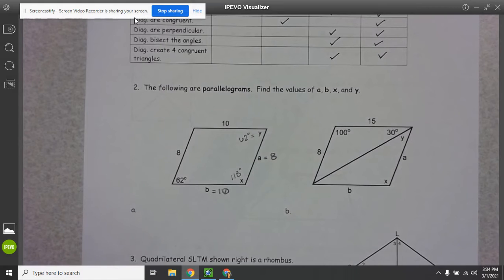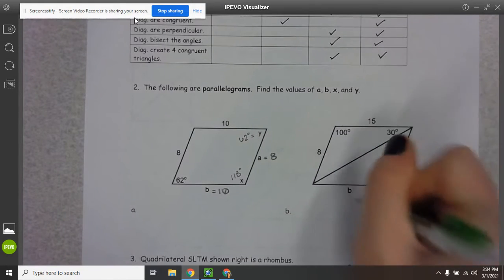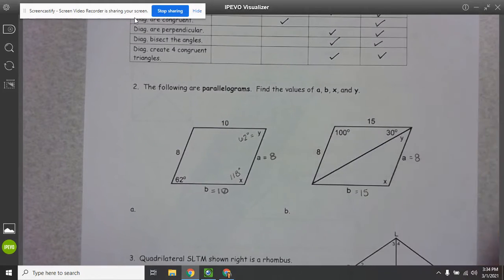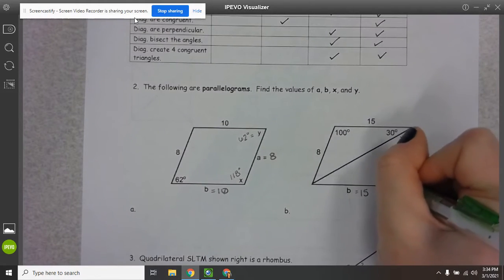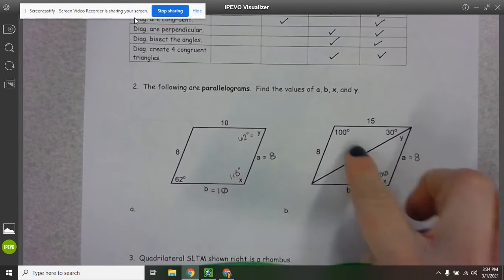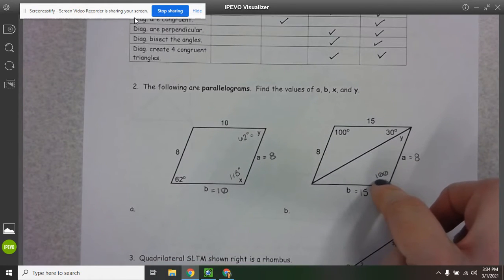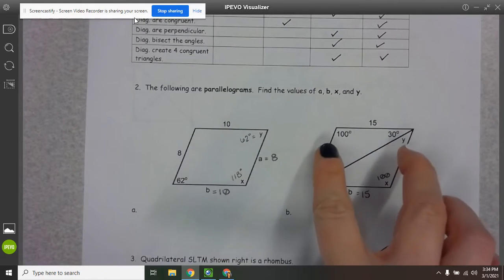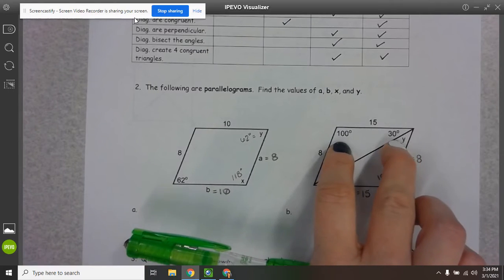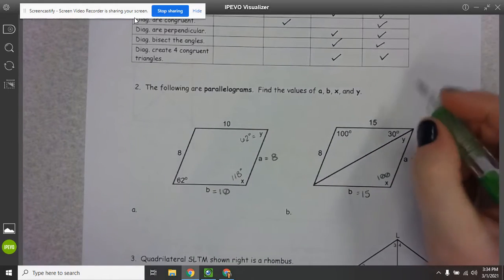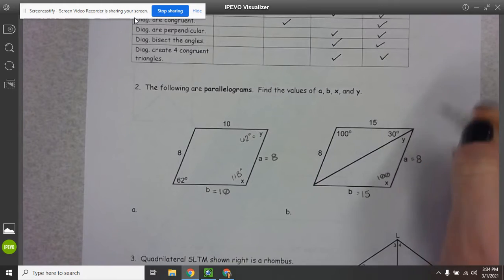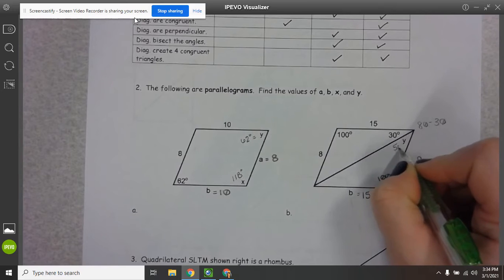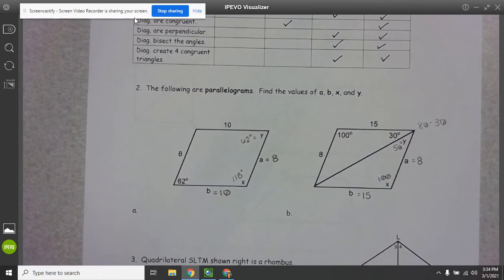All right, now looking at part B, my opposite sides are the same. So this is going to be 15 and this is going to be 8. X will be 100, since it's across from the 100-degree angle, they are congruent. Now 30 and Y have to add up to make these 3 angles here 180. So this whole angle here is going to be 80 degrees. So I'm doing 80 minus 30 here, and that's going to give me a Y value of 50.